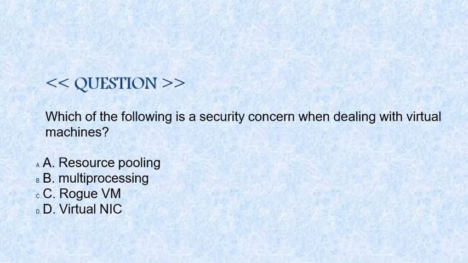The next question is, which of the following is the security concern when dealing with virtual machines? The options are option A, resource pooling, option B, multiprocessing, option C, rogue VM, option D, virtual NIC. The correct answer is option C.